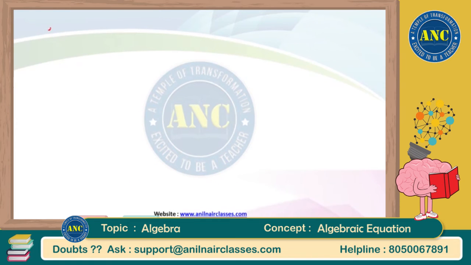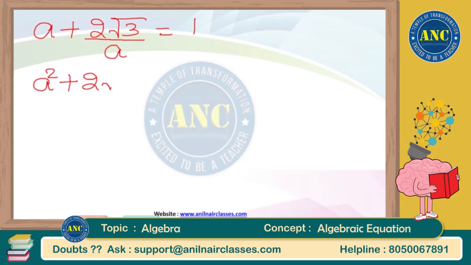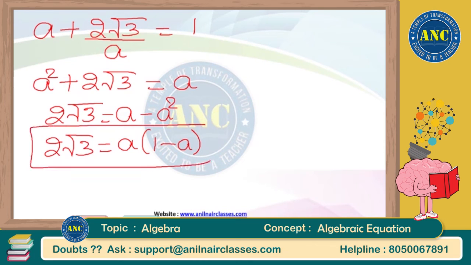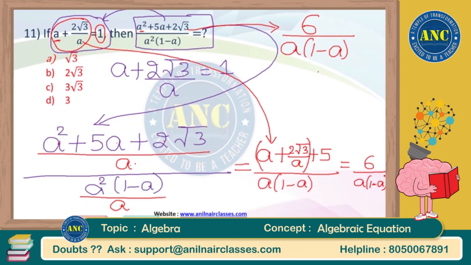How to find that? Now take care of the other things. The given condition is a plus 2 root 3 by a equal to 1. Now take the LCM. A square plus 2 root 3 is equal to, this denominator a will cross multiply with 1. Now this becomes 2 root 3 is equal to a minus a square, or if I take a common factor, it is a into 1 minus a. So a into 1 minus a value happens to be 2 root 3. Back substitute it here.